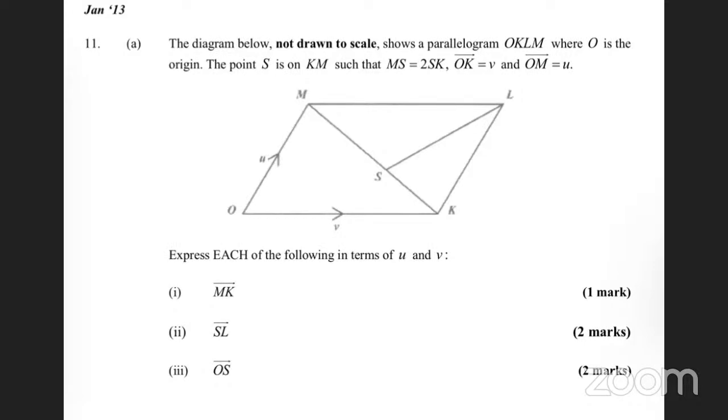For those who don't know what a parallelogram is, it means that this side and this side are parallel. In vectors, all that means is that if OM is U, KL is also U. If OK is V, ML is also V. That is some of the info they give you. Plus they told you where S is. MS is 2SK, so you have to figure out the ratio. Take your time. Once you figure out S, everything else should be easy.